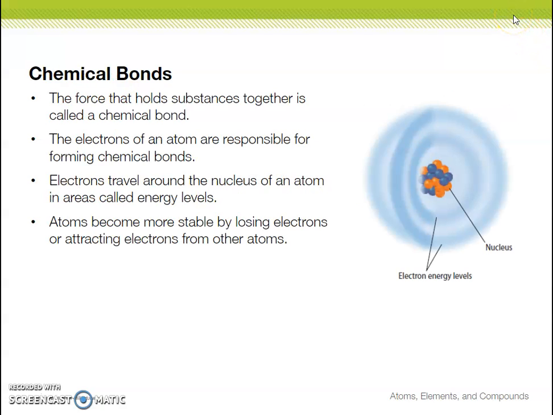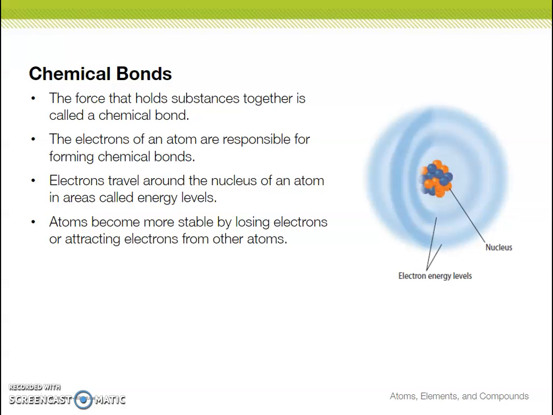Chemical bonds. The forces that hold substances together are called chemical bonds. The electrons of an atom are responsible for forming those chemical bonds. The nucleus has absolutely nothing to do with it. Electrons travel around the nucleus of an atom in areas called energy levels. You can see that with the shading on the diagram on the right. The darker areas are where electrons are more likely to be found.